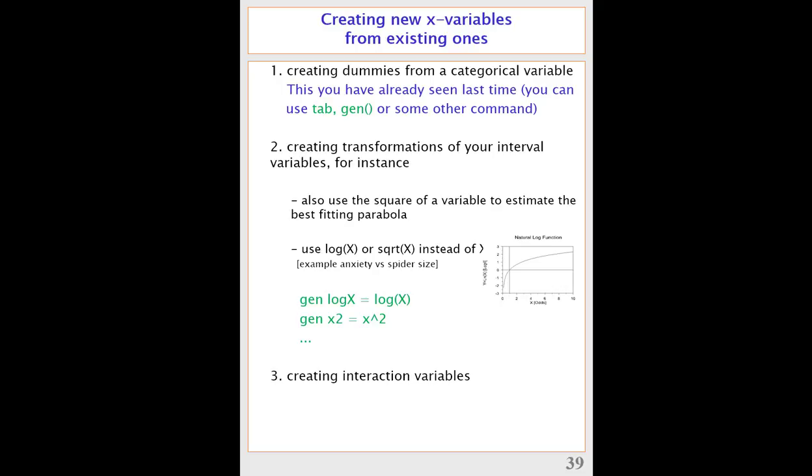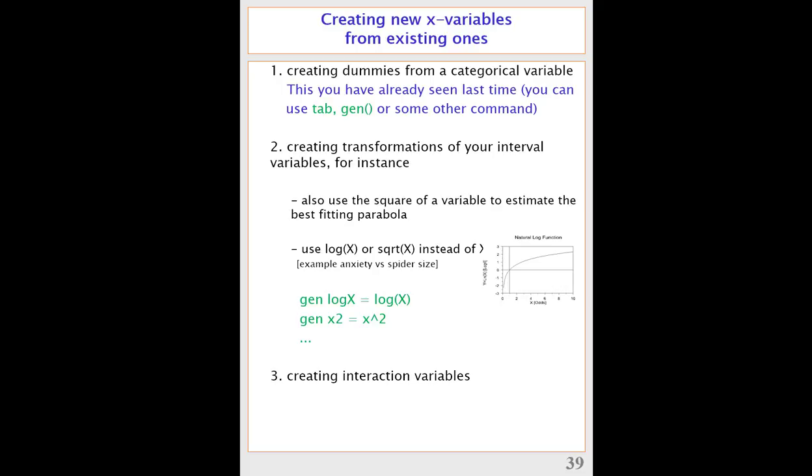One is if we have a categorical variable, we make separate dummies for each and every one of the categories. This is also, let's say, creating new variables from the data that you get. You get one categorical variable, you create 8 dummies, or however many you have categories. So that's one thing that we need to do, because otherwise we cannot use the categorical variable.